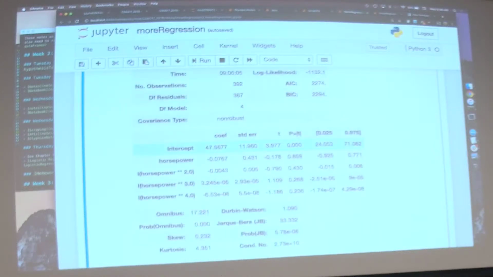But if we look at the coefficients, we see our p-values are pretty high. Again, these are basically the probability that this coefficient could be 0. So we see that these are all pretty high, which probably means we're overfitting or we're using too many terms. In a good model, our p-values are generally going to be pretty low.